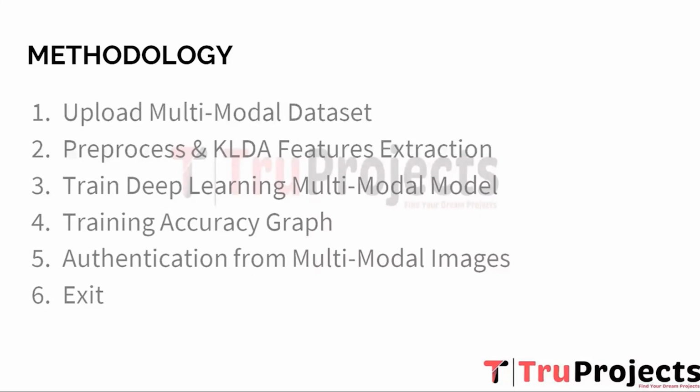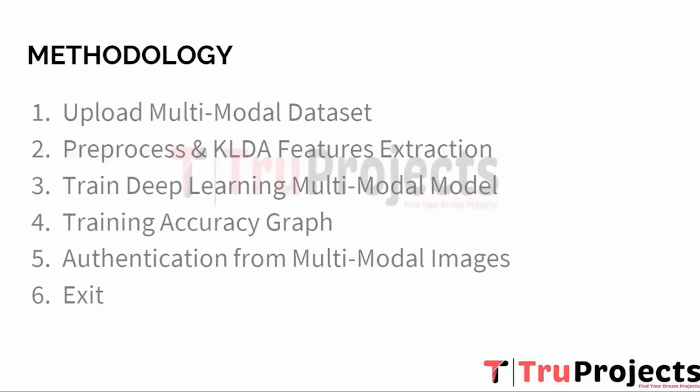Fourth, training accuracy graph. During the training process, it is essential to monitor the model's performance to ensure it is learning effectively and not overfitting to the training data. A training accuracy graph is used to visualize the model's accuracy on the training dataset over successive epochs. This graph helps in understanding the convergence of the model and allows developers to fine-tune hyperparameters or identify potential issues if the accuracy fluctuates.